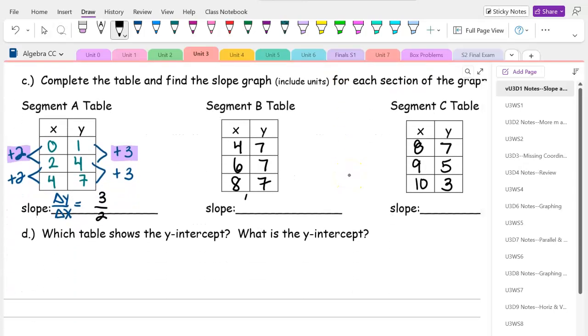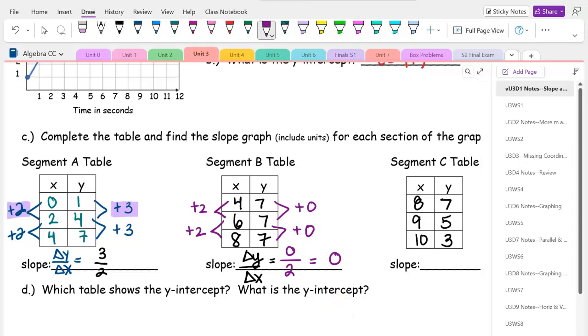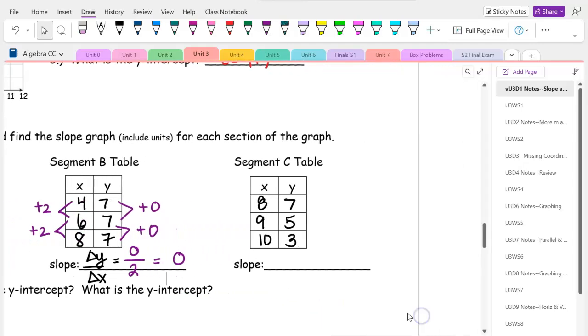All right, so again, change in y over change in x. Let's do our jumps. 7 to 7, well, nothing changed. I'm just going to put plus 0. 7 to 7, it still didn't change, plus 0. But for your x's, we have plus 2 and plus 2. Our change in y is 0. Our change in x is 2. If you type 0 divided by 2 into your calculator, it is 0. So if we go back up to segment B, which was horizontal, we got 0 feet per second. So far, everything is matching just the way we want it to. Let's try our last one.